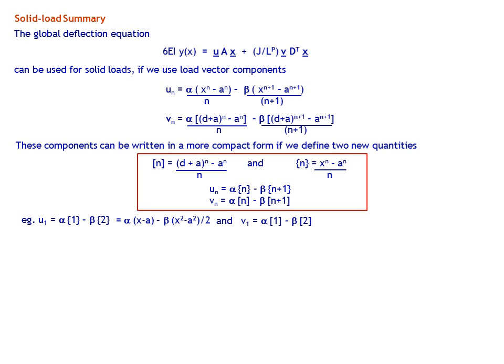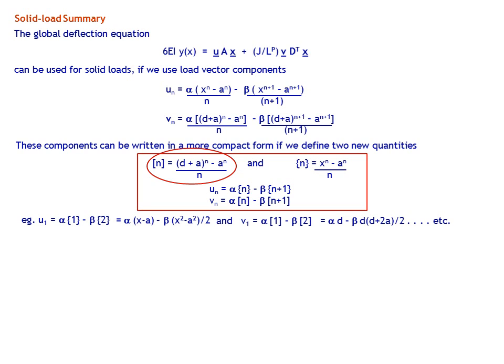Similarly, v1 is equal to alpha square bracket 1 minus beta square bracket 2, where square bracket 1 is equal to d plus a minus a, which is equal to d, and square bracket 2, which is equal to d plus a squared minus a squared all over 2, which can be reduced to d into d plus 2a over 2, so that v1 is equal to alpha d minus beta d into d plus 2a over 2, and similarly for the other components.